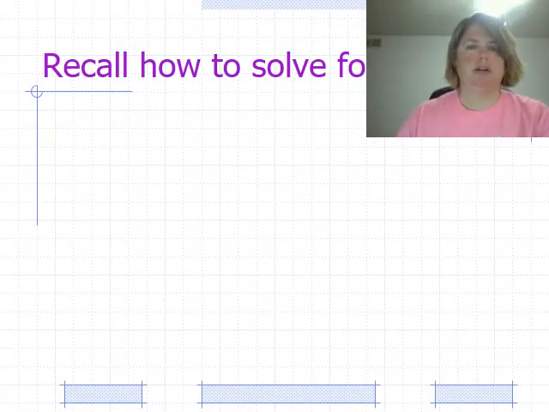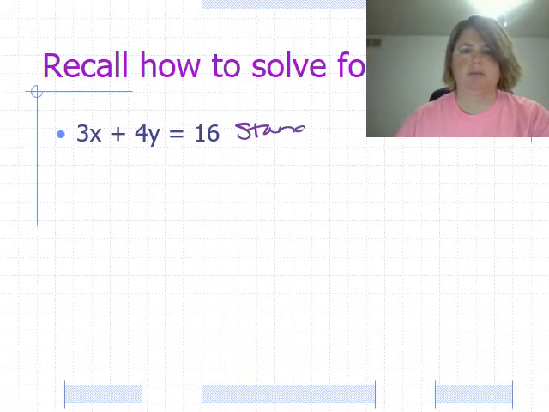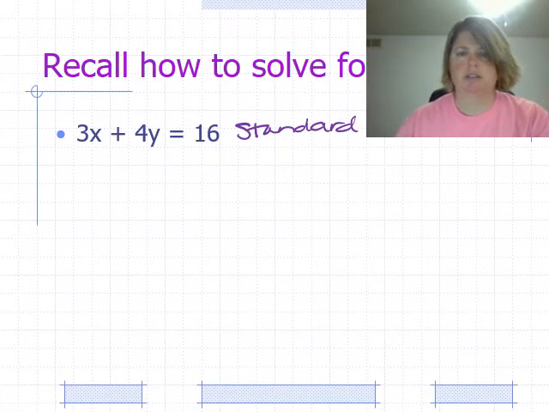All right, let's recall how to solve for y. So write the equation down, 3x plus 4y equals 16. This is called standard form. Standard form is when x and y are on the same side and their coefficients are integers, and then the constant is also an integer.